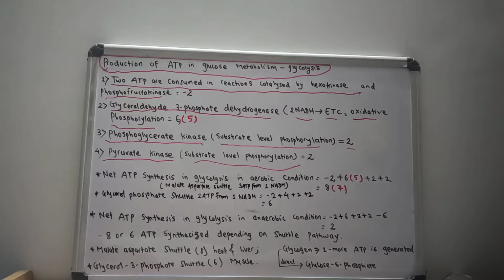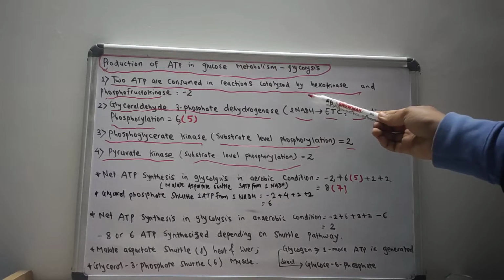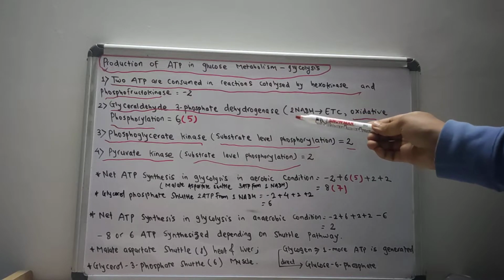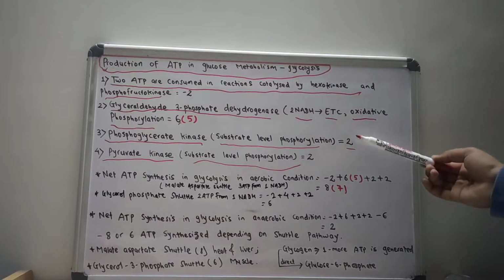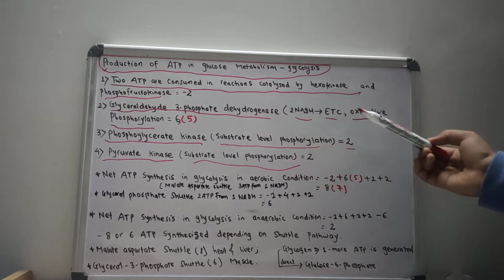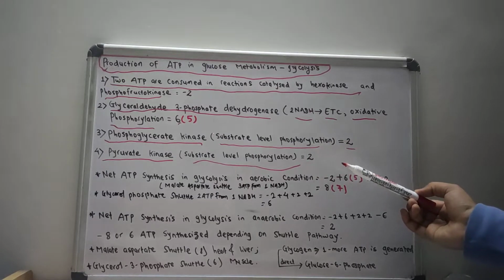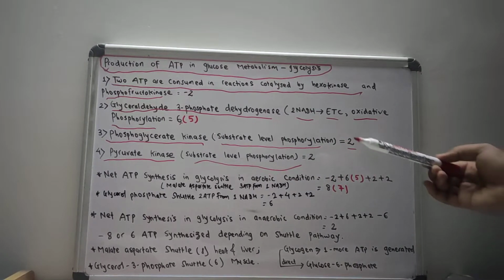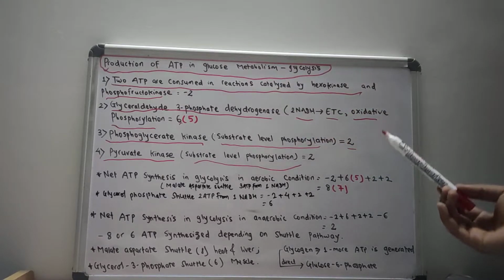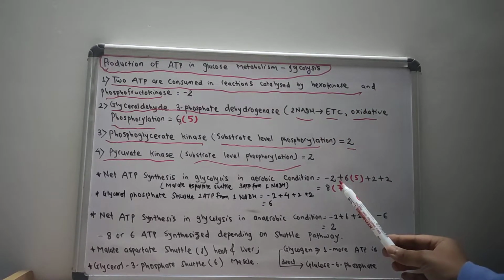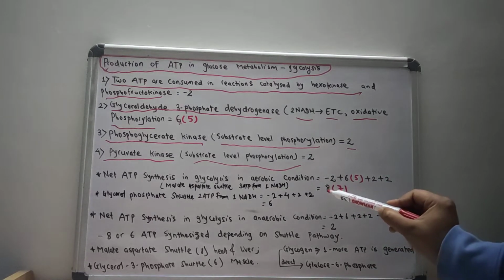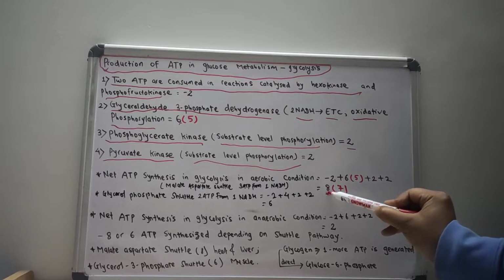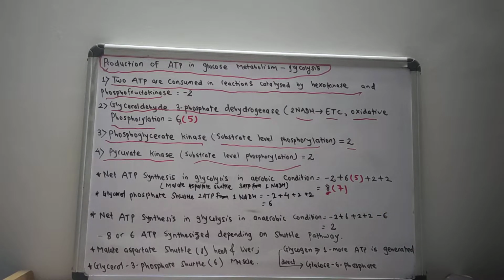So now let us discuss. In the energy investment phase, 2 ATP are consumed, and in the energy generation phase, 6 ATP plus 2 ATP plus 2 ATP, total 10 ATP, are produced. So 10 ATP minus 2 ATP, or you can simply do the math as minus 2 plus 6 plus 2 plus 2. So a total of 8 ATP is produced by glucose in glycolysis.